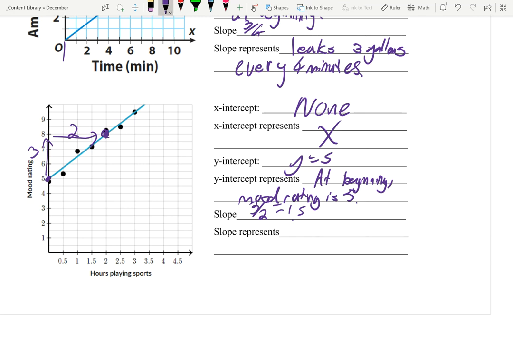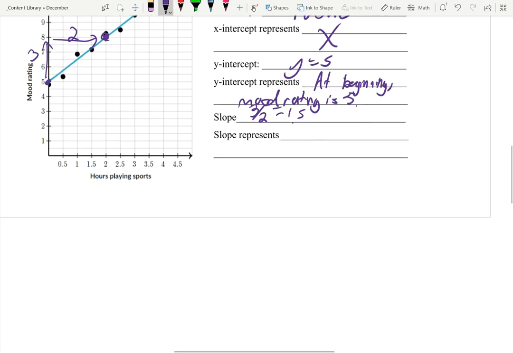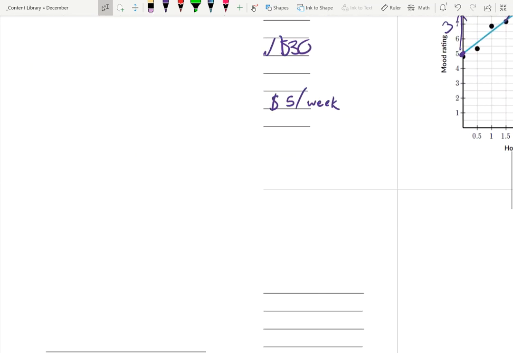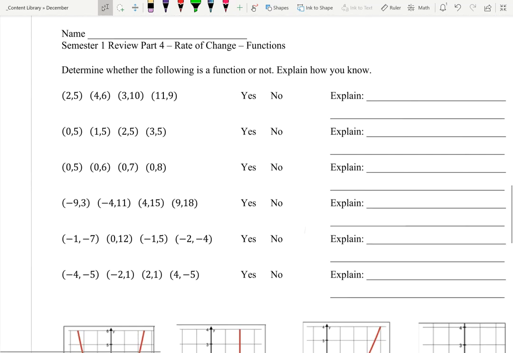Increases 3 over 2 hours, or you can say increases 1.5 each hour. Either is fine. So I'll let you guys write down whatever you want to write down there. One of those two is perfectly fine. But it's the increase in the mood rating over a particular period of time.